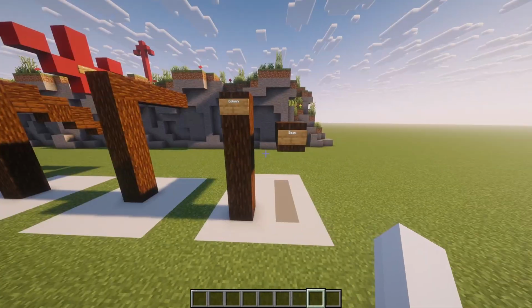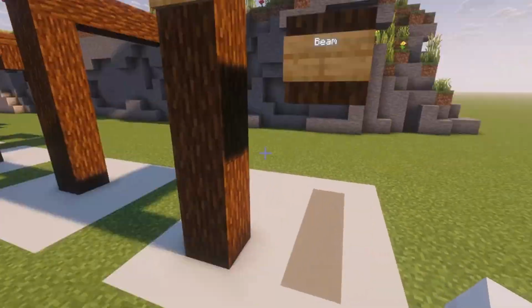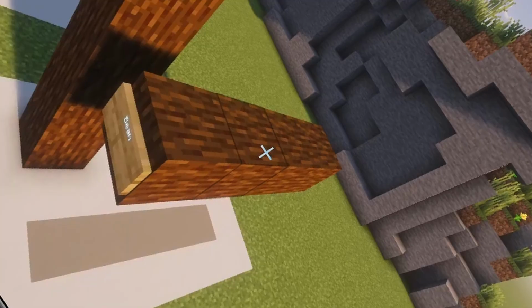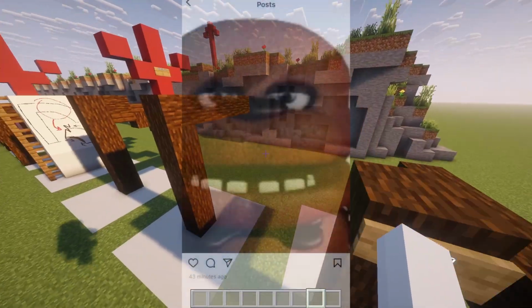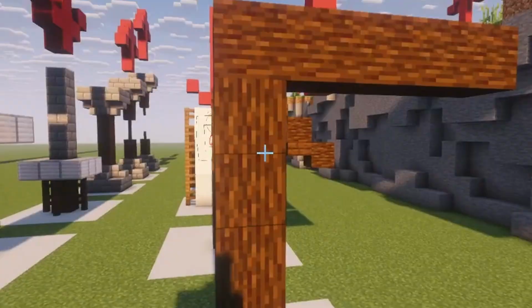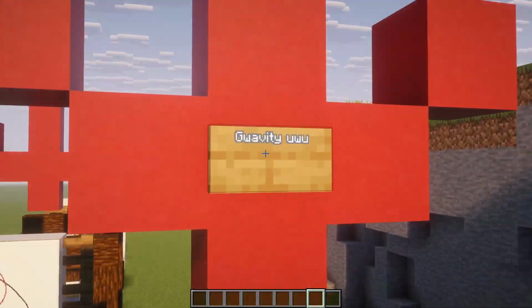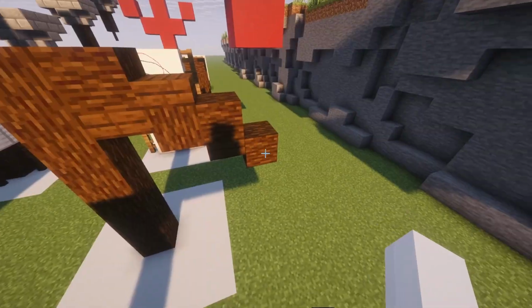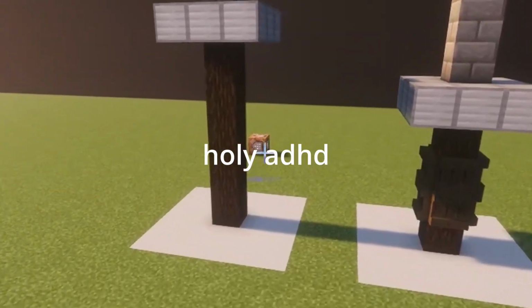Now that you understand the basics, let's talk about some terms. A column is something that's standing up. A beam is horizontal, and putting them together, we get a column and a beam. Now in real life, gravity would actually cause this beam to, well, wait, I forgot to turn on the command block. Well, it did nothing.